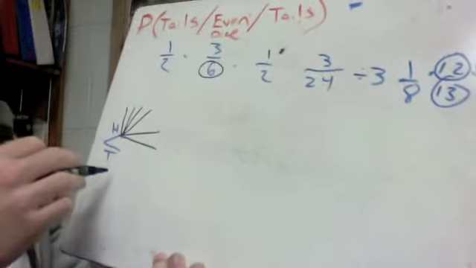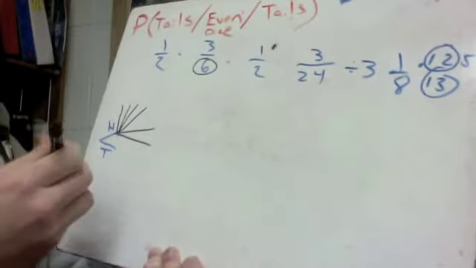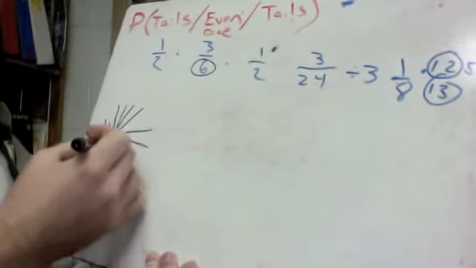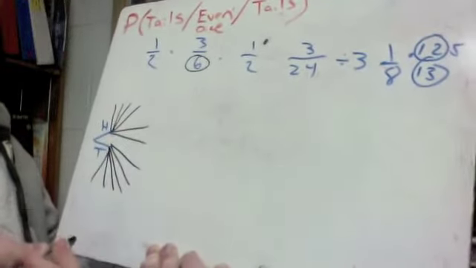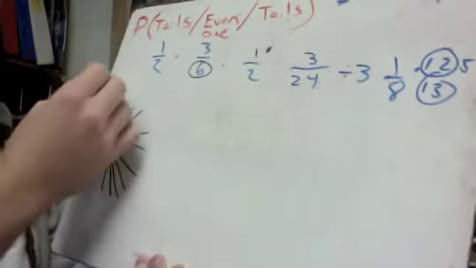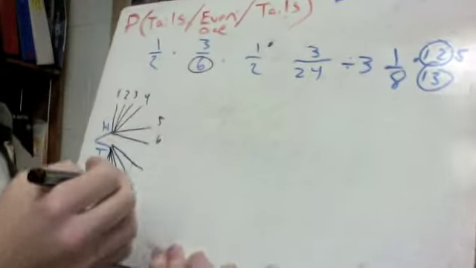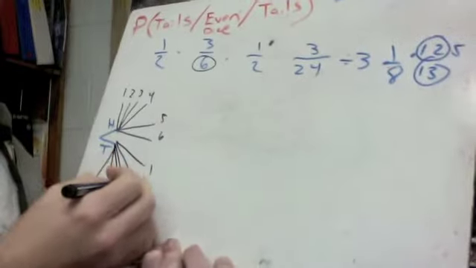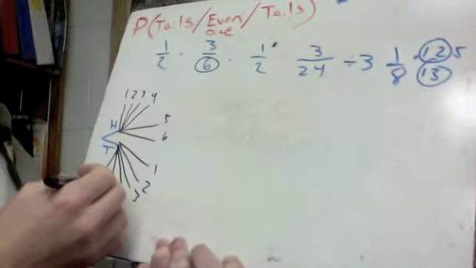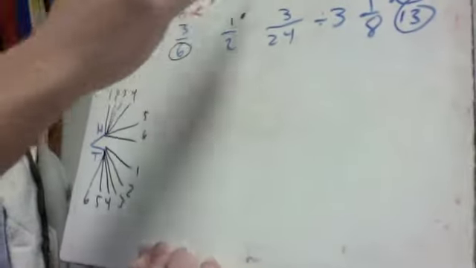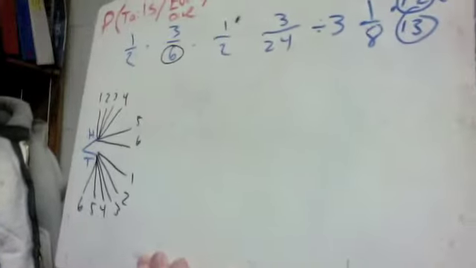I could also have, if I would have got a tail the first time, same thing. 1, 2, 3, 4, 5, 6. The possibilities that you could get a 1, a 2, a 3, a 4, a 5, and a 6 up here. You could also get a 1, a 2, a 3, a 4, a 5, and a 6 down here. Okay? We're not quite done yet because we have to do the last one over here.